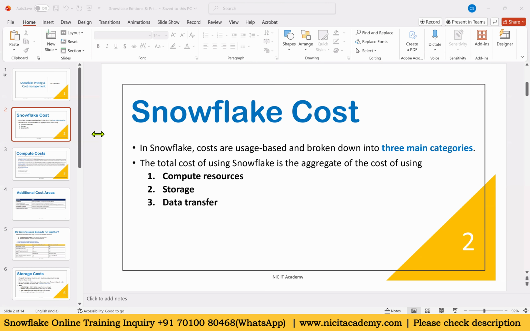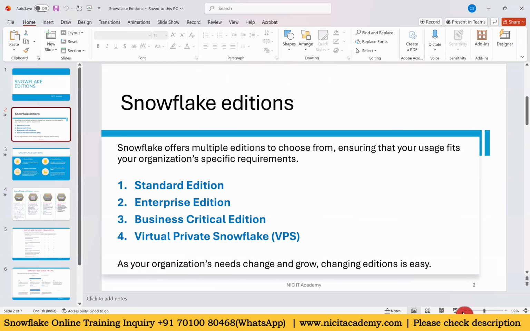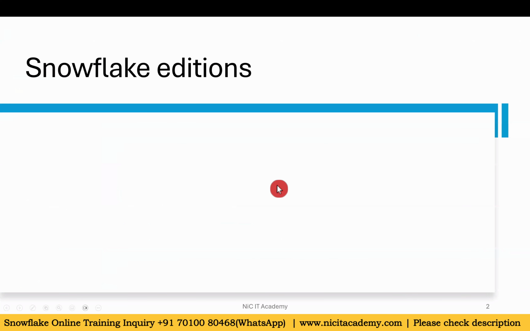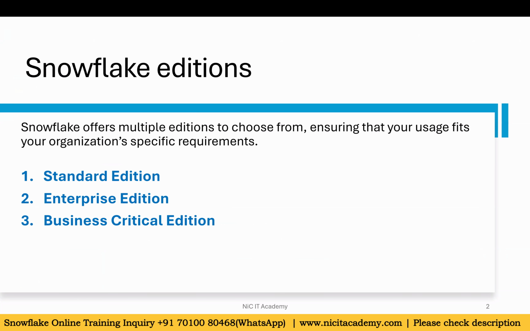Okay, so I will summarize it. What are the 4 different editions we have? One is standard edition, enterprise edition, business critical, and virtual private Snowflake. So which edition will we use in our real-time project? Enterprise edition. Some projects will use business critical also. It's very rare, if they are going to use some encryptions, right?